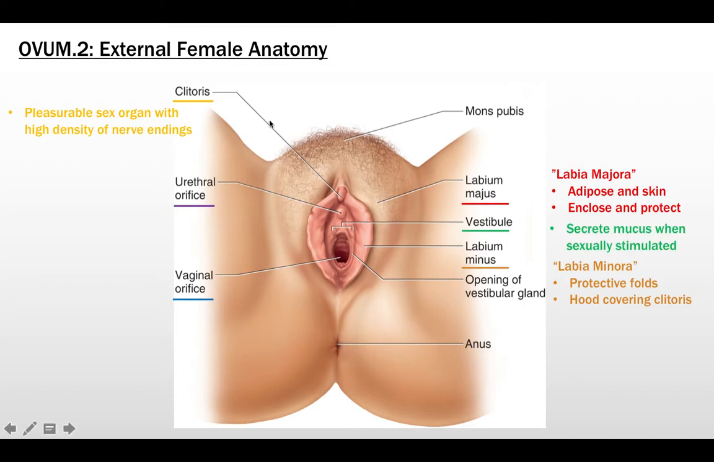The vestibule is a small region that contains glands in between the urethra and the vagina, and that is to secrete mucus to aid in sexual intercourse when a female is sexually stimulated. Of course, the vaginal orifice, as we mentioned before, is either to deliver a child or the hole through which menses are shed at the end of a reproductive cycle. And then lastly, the urethra is part of the vulva. It is in here, protected by the labia, and it is strictly to eliminate urine.